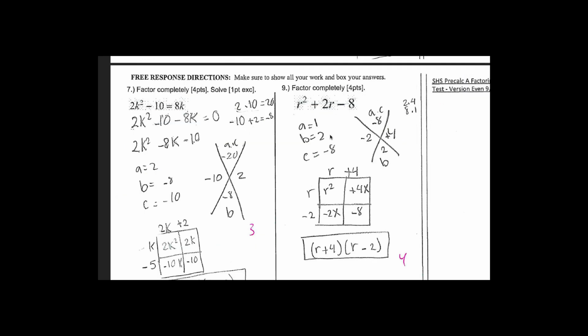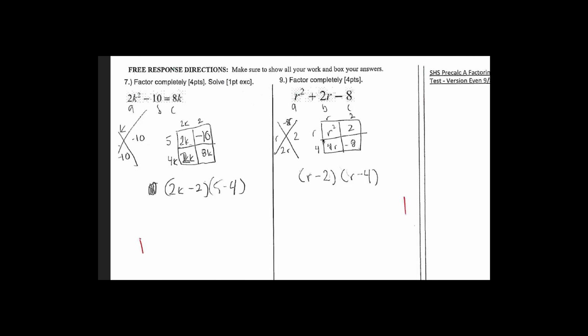Look at this one, looks nice, good job. Let's take a look at this one. So they need to put the b value down here, and they have 2r, -8. Maybe they didn't realize it was a 4 and a -2. And then notice here, look at this positive, and they wrote negatives. So way off. And the way to double check that is if you just put this on the area model, you'll get r squared, -4r, -2r, and +8, which would have been incorrect.